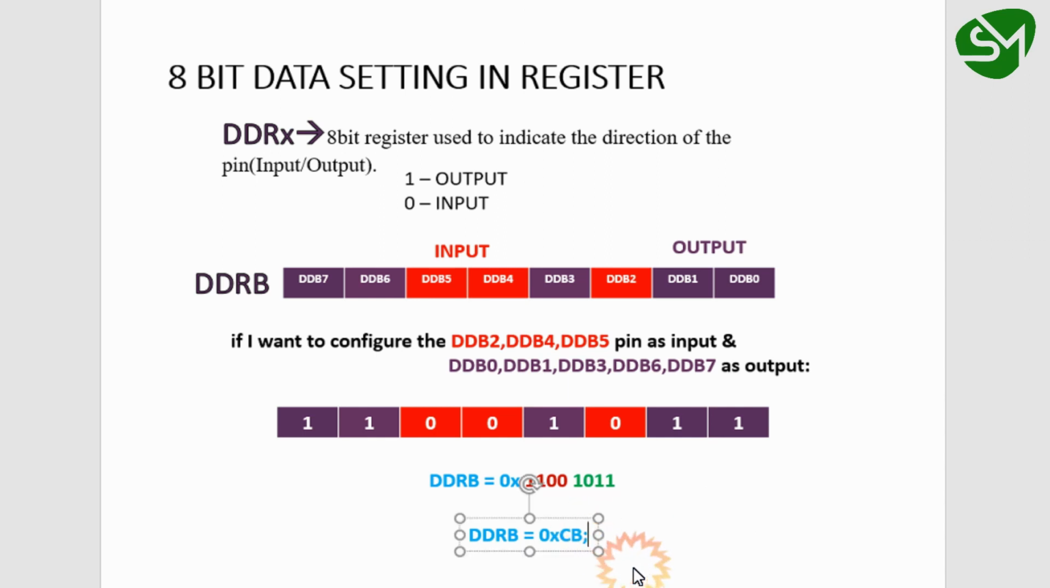So thus this line will configure the 2, 4, 5 pins as input in DDRB register, and it will configure all the other pins as output. And thus this 8-bit data method is used for configuring all the bits of an 8-bit register in a microcontroller. For that, the steps are simple. I'm just brushing you through that. First, we configure the 8-bit binary data, after that we find the equivalent hexadecimal data for the binary data using this table, and then we load the hexadecimal data to the 8-bit register.